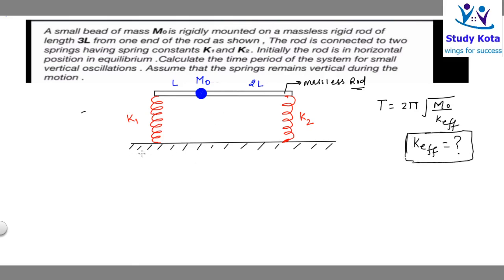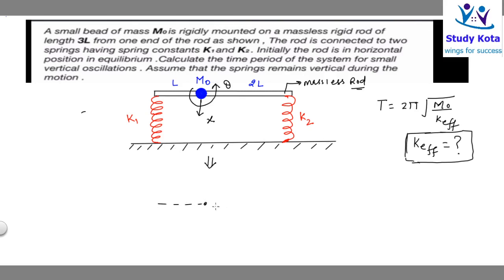In this kind of problem, initially we have to give a displacement. So let us give the displacement in that direction, say x. Also, there is a chance of rotation. When you displace it in the downward direction, it will rotate about m naught by some angle theta. Angular displacement is theta and linear displacement in the downward direction is x. So after a while, the figure will change like this.